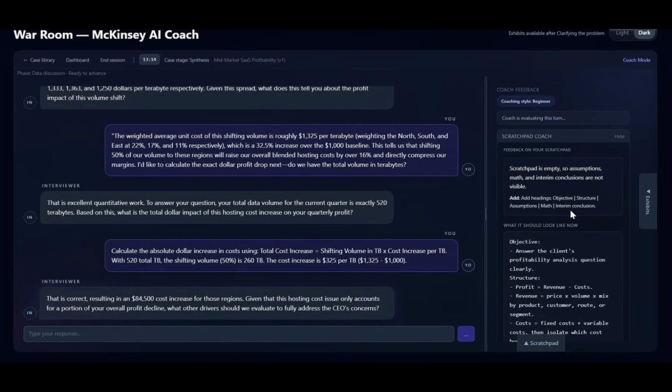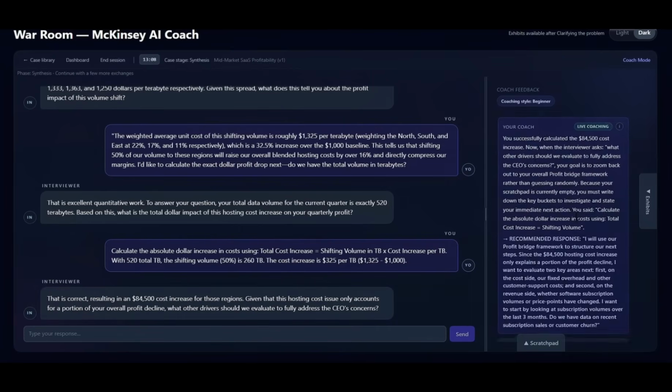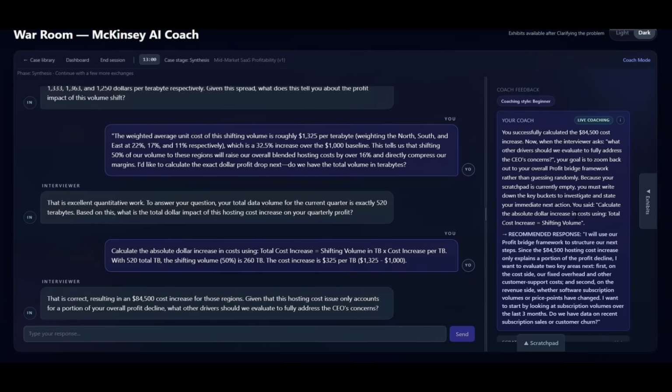Right. So our calculations are correct. And our interviewer tells us this results in an $84,500 increase in those 3 regions. So the question is, given that the hosting cost issue only accounts for a portion of our overall profit decline, what other drivers could be responsible for this? And what else should we look at?